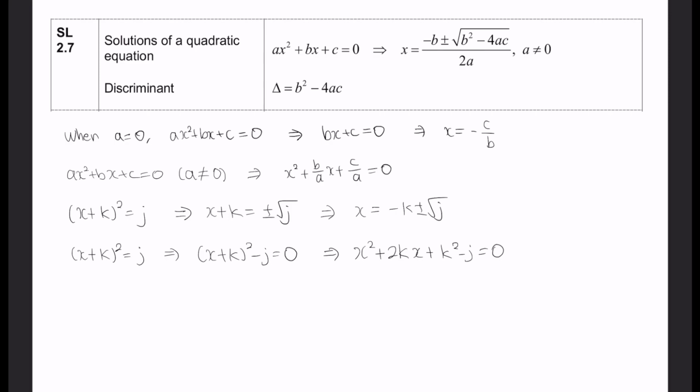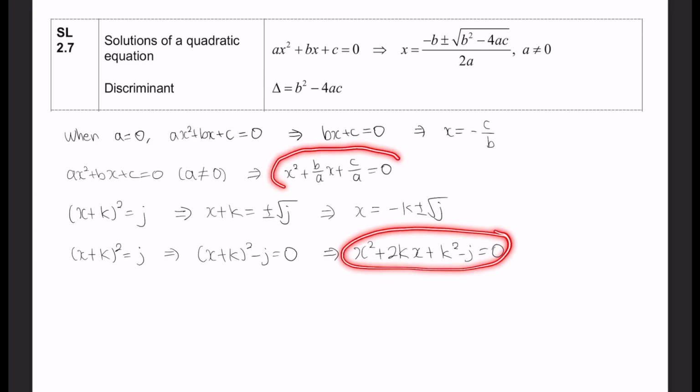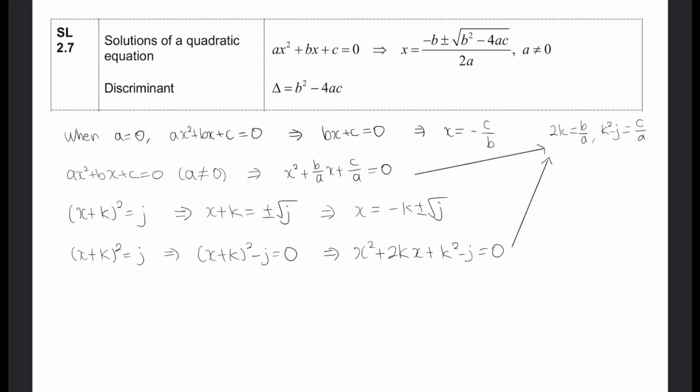Now, we can compare the x term and constant term in the following equations to get 2k equals b over a and k squared minus j equals c over a. From 2k equals b over a, we get k equals b over 2a, and from k squared minus j equals c over a, we get j equals k squared minus c over a, and now we can substitute k equals b over 2a to get j equals b squared minus 4ac over 4a squared.